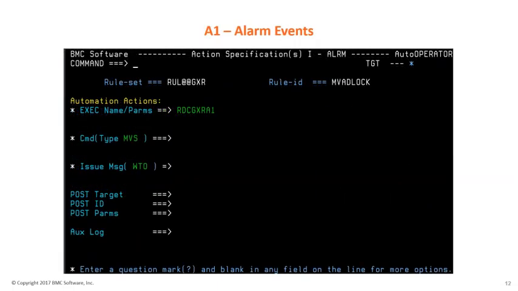Next, we'll see the panel for the action specifications for the alarm event. In this instance, all we want to do is run an exec, which you can see there. It's RDC GXR A1. And that's all we need to do for our alarm event in this example.